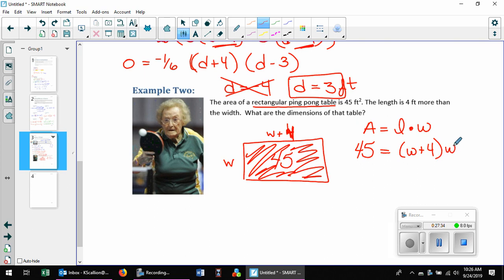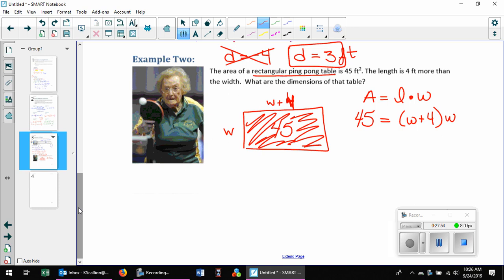Have we seen this before? Yeah, this must feel like a maxing problem. But this time, the difference is I'm not asking you to find what the maximum area would be. I'm telling you the area is 45. So it's a little bit different than a maxing question, but the same sort of feel as well. So if I multiply that through, I got 45 equals W squared plus 4W. What do I need?